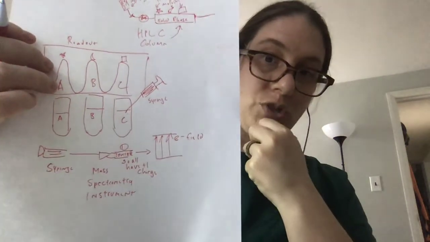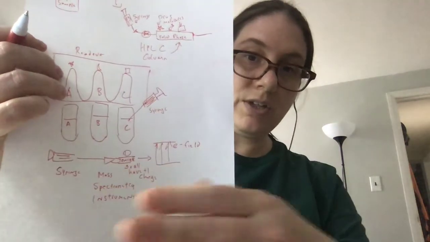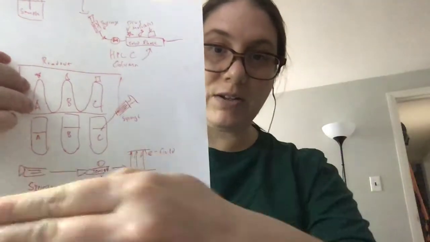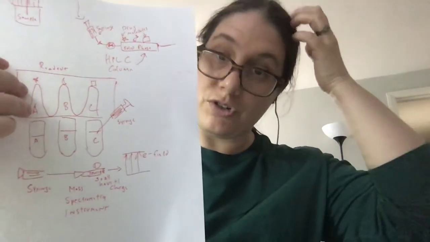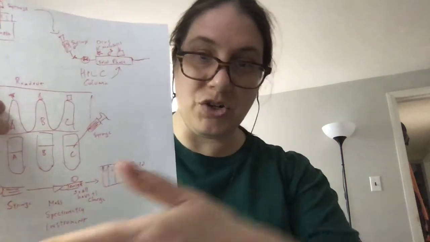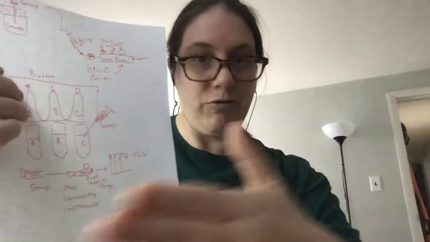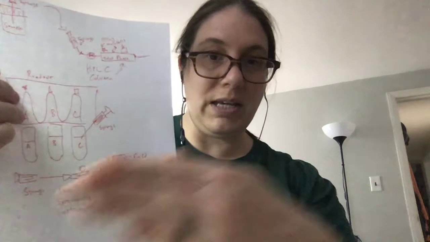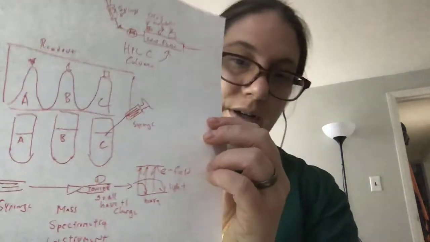Now, since they all have the same charge, they're going to fly through the electric field, and the only thing that's going to affect how far they fly, their trajectory, is their molecular weight. So they all got the same momentum. They all got the same charge, they all got the same initial force on them. And so the only thing that's different is going to be their mass, right? And so the heavier molecules are going to land first, and the lighter molecules are going to fly farther in the electric field.